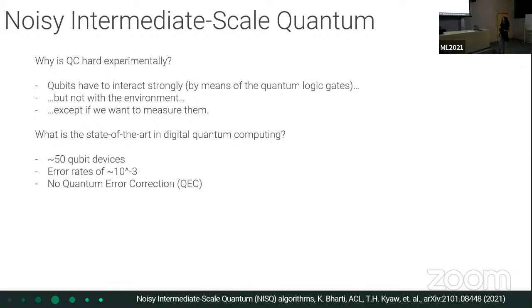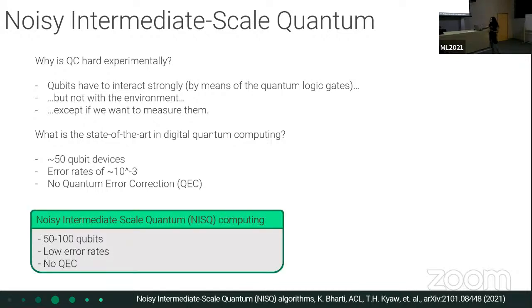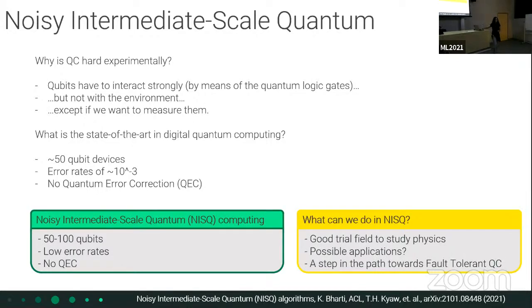The gate errors are of the order of 10 to the minus 3, 10 to the minus 4 or so. And there is no quantum error correction. So this is the definition of noisy intermediate scale quantum. Error is small enough to perform at least some quantum algorithm. We have the order of 100 qubits and there is no quantum error correction. So what can we do in NISQ?